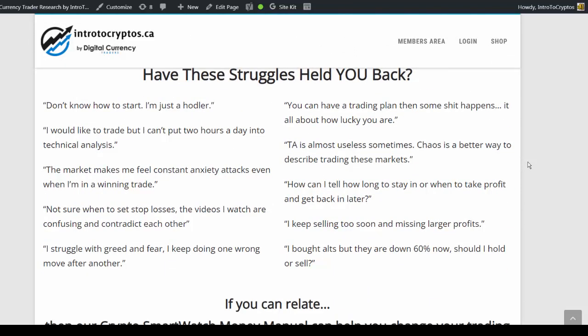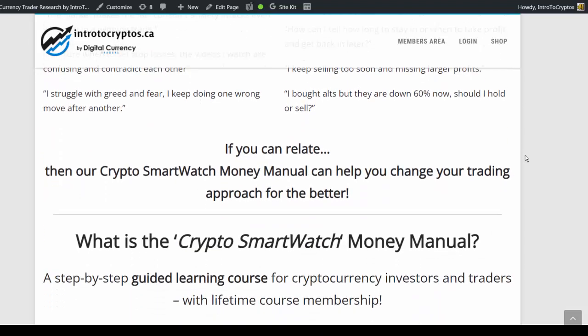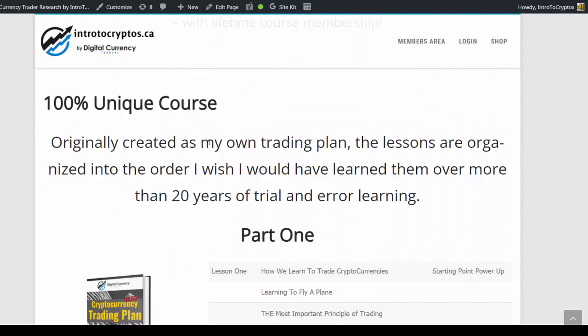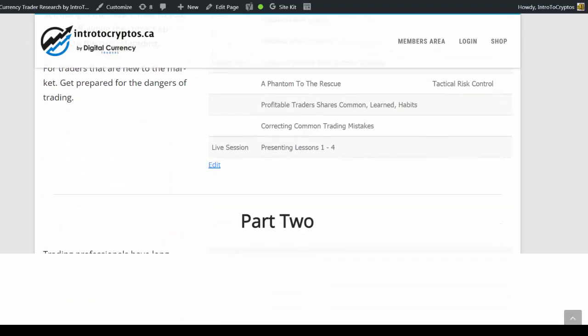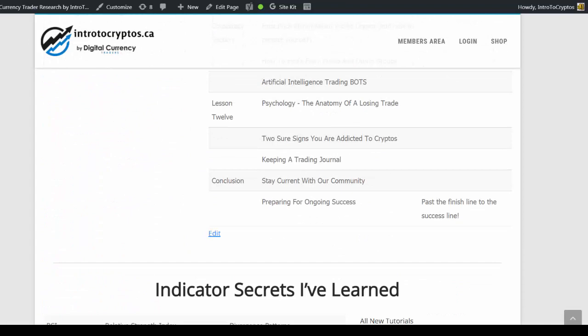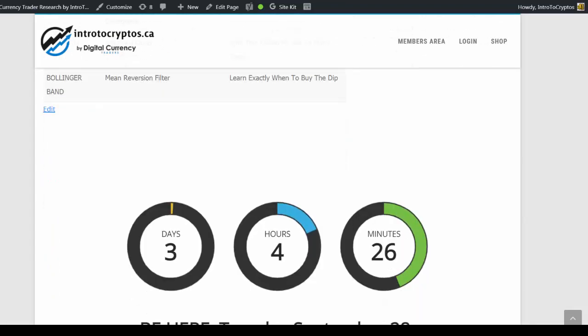The entire system from start to finish, everything that I've learned since 1995, all boiled down into this course. Originally created as my own trading plan, the lessons are organized into the order that I wish I would have learned them over the 20 years of trial and error learning that I've done. So I've put everything together in this course, and I've run this course since 2015 and improved on it over and over again. And I'm super excited about going through, especially this run of the course right now. So we have part 1, part 2, part 3, and then indicator secrets that I've learned.